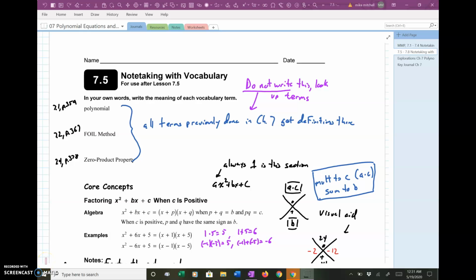Okay, welcome to 10 minutes on 7.5 vocab notes and extra practice. The vocab here you can actually find in previous sections. Those are the sections right there, 7.1, 7.2, 7.4. I listed page numbers for the book, or you can look them up in the other journals. These are terms you should be getting familiar with.